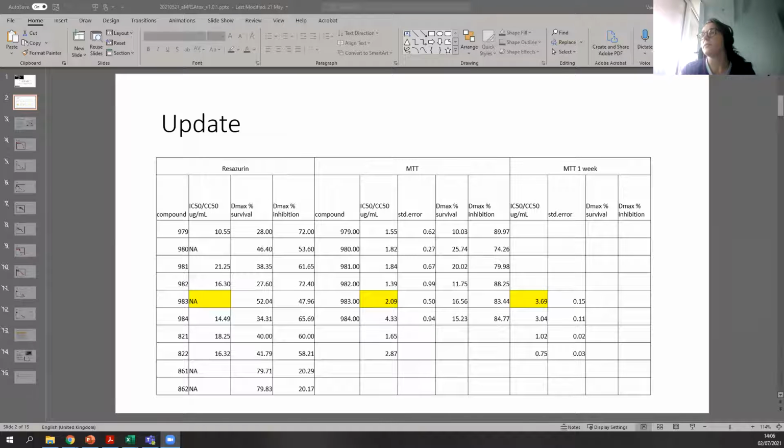So what I've been doing since then, I compared this MTT readout with the 1 week protocol with a resazurin readout, because I had this weird value for the 48 hours when looking at the resazurin and MTT for the 983, which is a very interesting compound for us. So comparing the readouts here for the 1 week protocol, the data is a lot more consistent. So as I said before, I would trust this data more than this one.